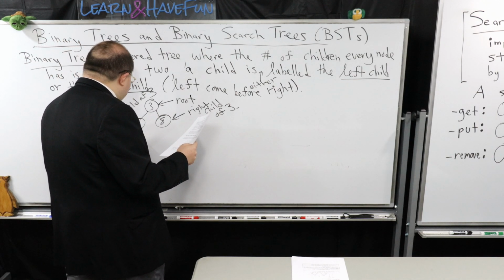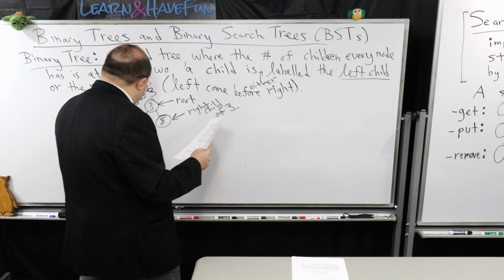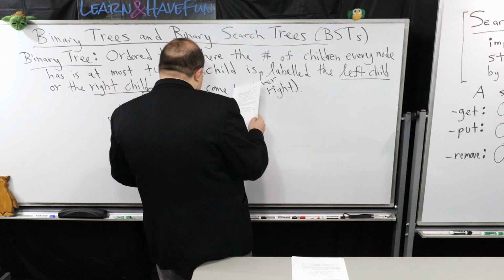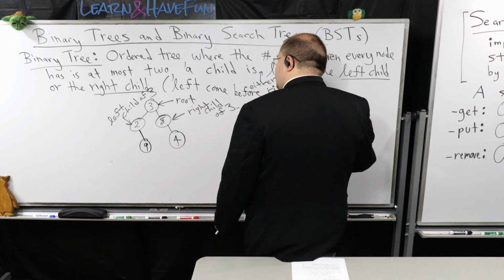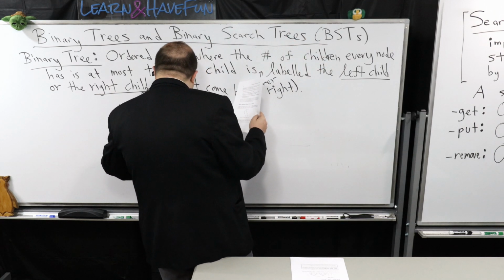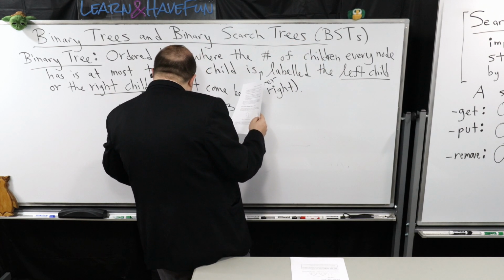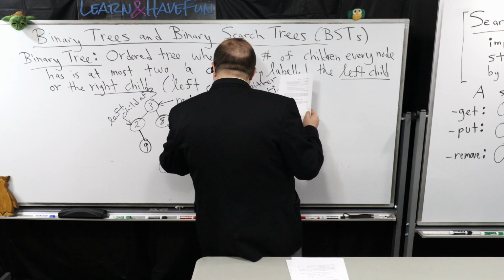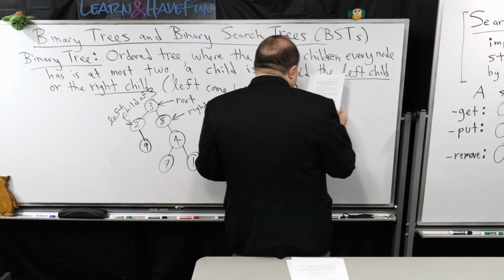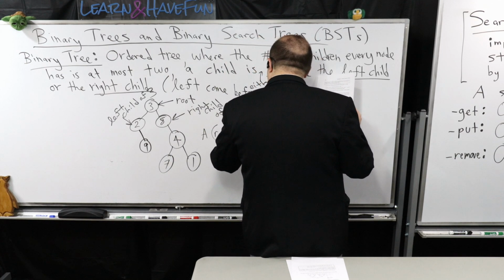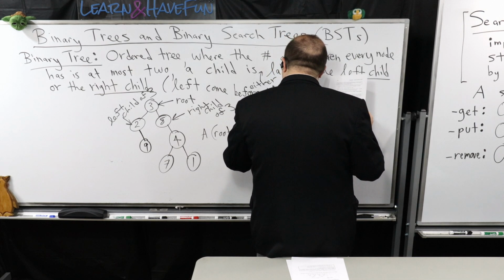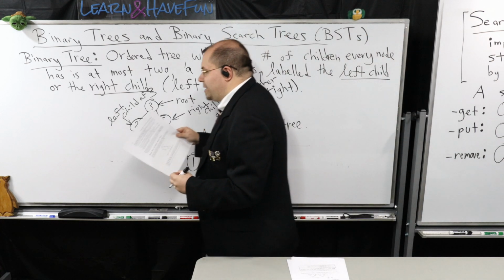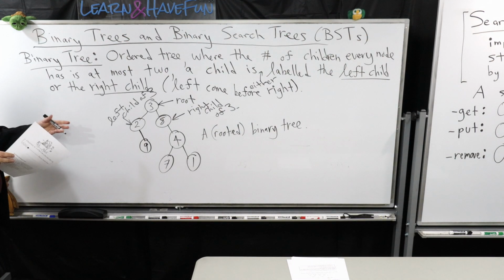Notice here that I'm going to have only a right child for 2. So I'm going to have 9 as the right child of 2. 8 is going to have a right child with data 4. And then I'm going to have 2 children for 4, 7 and 1. So this is what we would call a rooted binary tree.